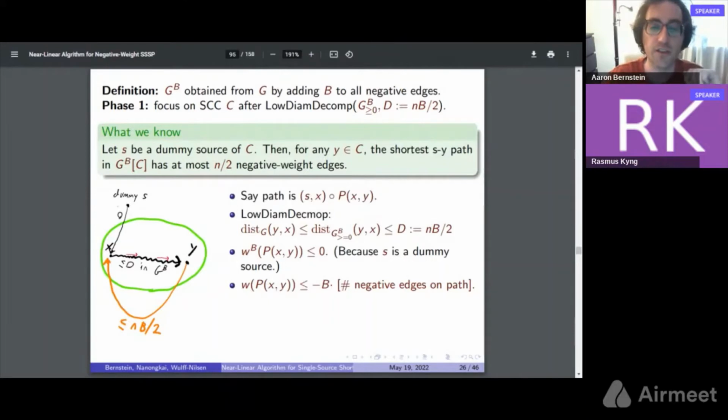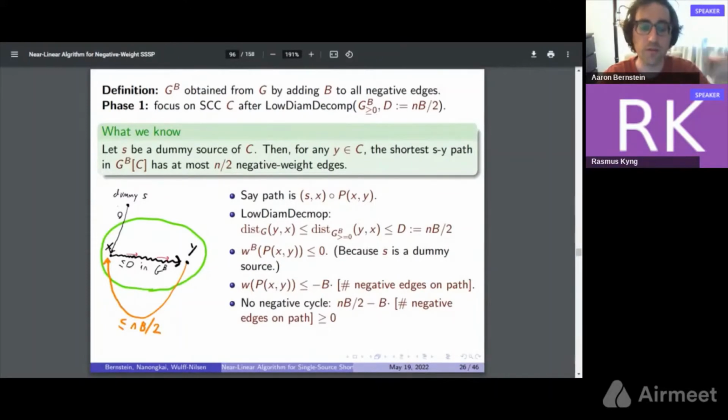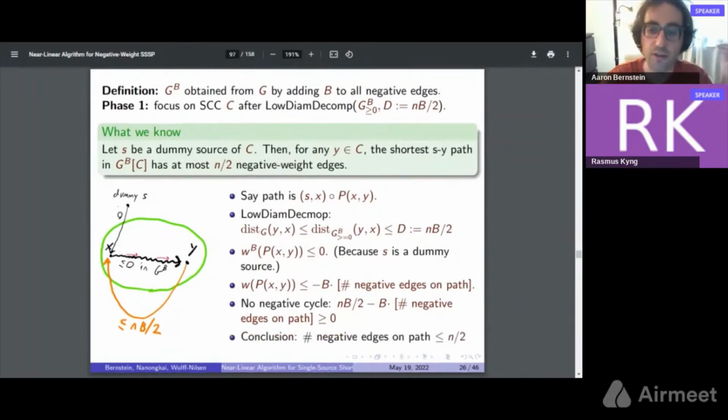But this basically completes the argument because we know there's no negative weight cycle. So we know that if you take the orange path, which is NB over 2, and then add the weight of this black path, which is negative B times the number of negative edges, that should be positive. And so rearranging, we get that the number of negative edges on the path is at most n over 2. So the point is that in GB, if you look at any vertex Y and the dummy source, the shortest path contains at most n over 2 negative edges in GB.